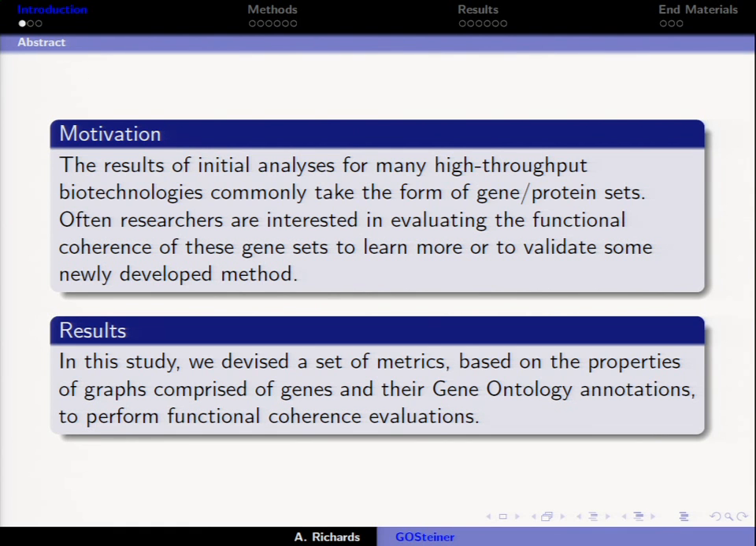So some sort of a list. Yesterday people were using microscopy, and so this should end up with this result. And what we want to do is take large groups to figure out which ones are important. In this study, we have devised these metrics based on the genes, Gene Ontology, and annotations, for functional coherence evaluation.